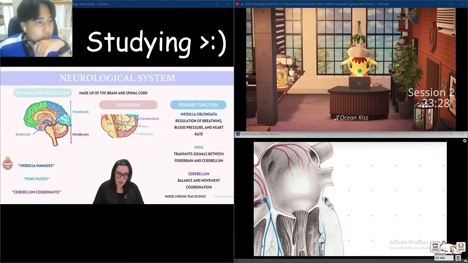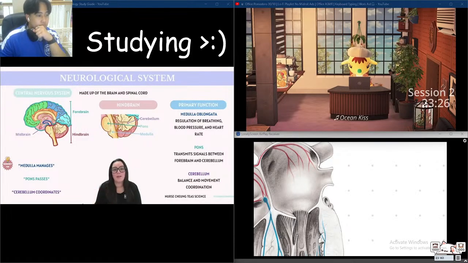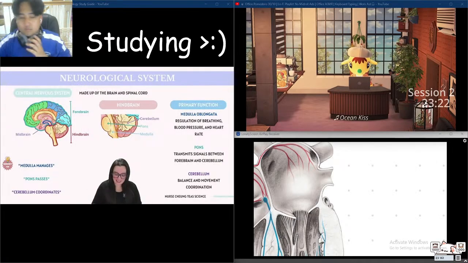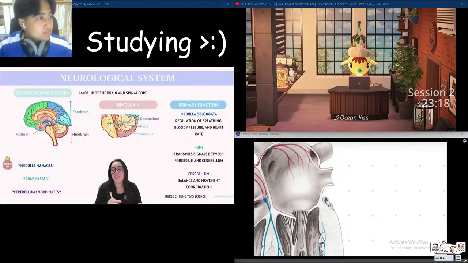The pons also supports these functions and helps coordinate communication between our forebrain and the cerebellum. And then lastly, our cerebellum plays a key role when it comes to balancing and coordinating movements. An easy way that I like to remember these three things is the medulla manages, the pons passes, and the cerebellum coordinates. As you know, the medulla manages essential bodily functions that we've talked about when it comes to motor control, monitoring heart rate, as well as modulating breathing.